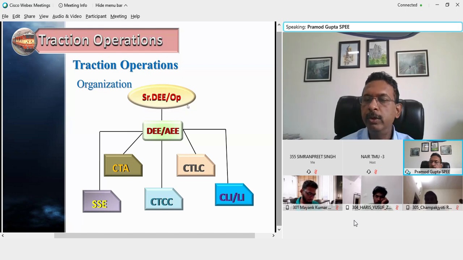I will switch over to the next slide, which is related to safety in train operation, or the safety which is related to the crew.